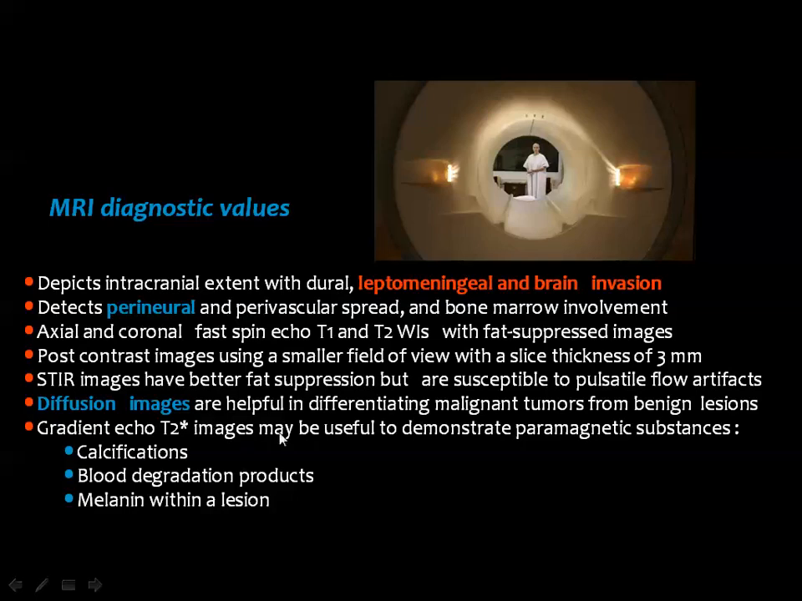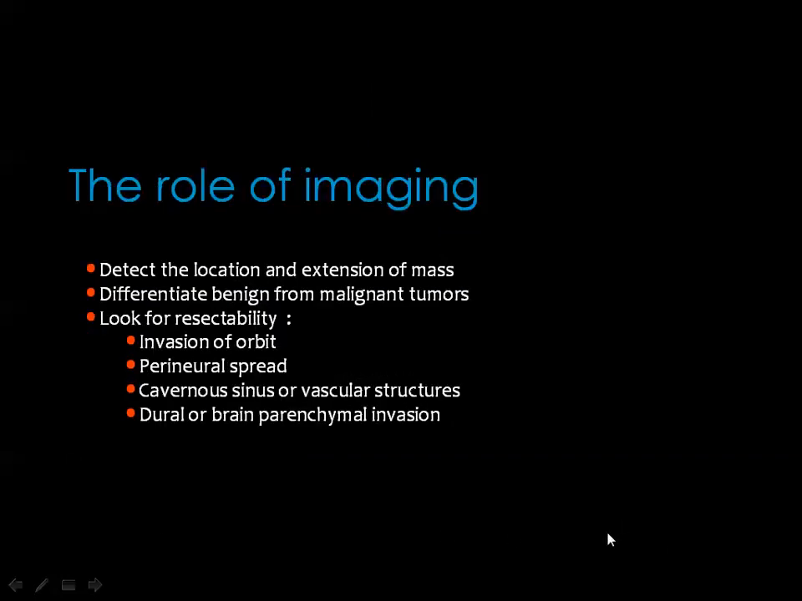Diffusion weighted images are extremely important in evaluation of the head and neck in general and skull base lesions in particular. The gradient images or T2 star images can show the blooming effect in cases where calcium is present and also hemorrhage or hemosiderin, and sometimes melanin if present.